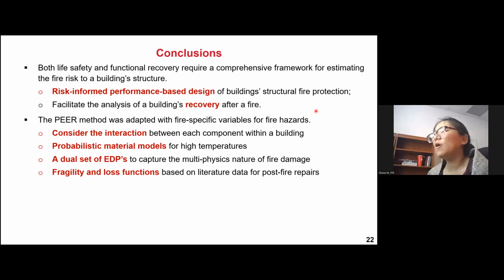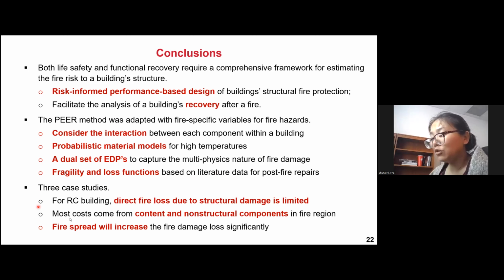And also the PEER methodology for earthquakes was adapted with fire-specific variables for fire hazards. So basically, our framework is based on the framework for earthquake engineering. And we consider the interaction between each structural component in our building. And we developed a probabilistic material model for high temperature. And we defined a dual set of engineering demand parameters to capture the multiple physical natures of the fire damage. And also we defined the fragility and loss functions based on literature data for post-fire scenarios and repairs, and also based on some numerical analysis.